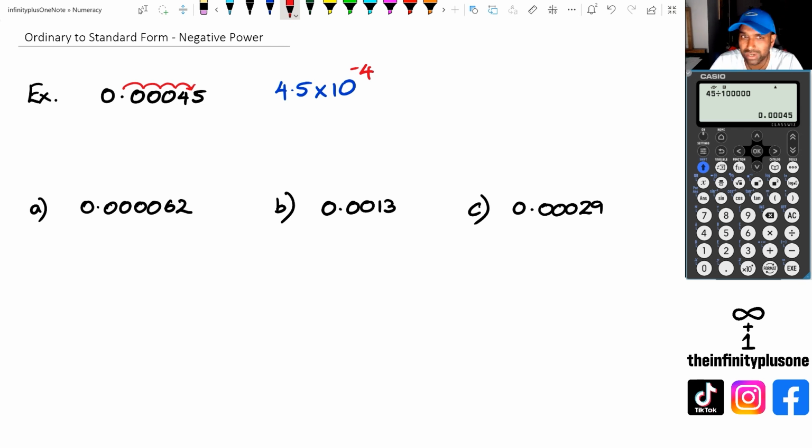Now let's try this out in the calculator. We go 4.5 times 10 to the power of negative 4. Of course, this calculator is going to give it to you as a fraction. Just click on Shift equals, and it's going to give you the number in decimals. As you can see, you get 0.0045.